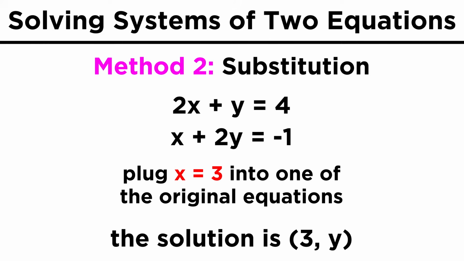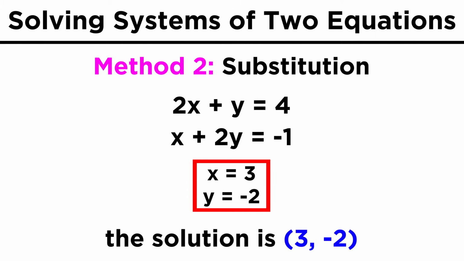To get the y value, we just plug this x value into either of these equations. Using the top one, 2 times 3 is 6, and if 6 plus y equals 4, we can subtract 6 from both sides to get y equals negative 2. So x equals 3 and y equals negative 2, or the point (3, -2), is the unique solution to this system.